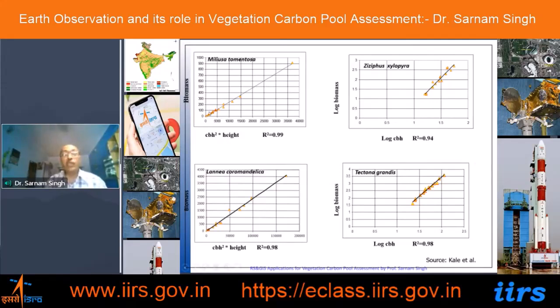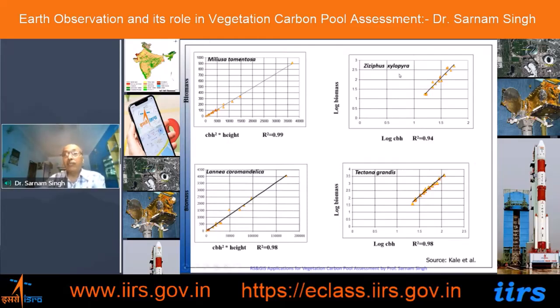You can see here, this is for Miliusa tomentosa. Miliusa is a non-commercial species. The volume equations available in literature are basically for commercial species. For non-commercial timber species, they have never bothered. So you have to calculate, because now we are talking about science here. We talk about climate change. We talk about carbon assessment. So we generated one for Miliusa.